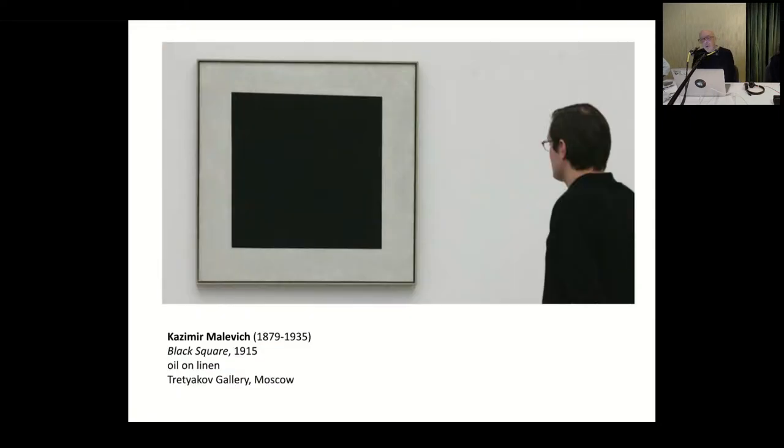We are now looking at one of the world's most famous so-called minimalist artworks by Kazimir Malevich. Black Square, it's titled. It actually predates the minimalist movement by at least 35 years and is more accurately referred to as his suprematist work.